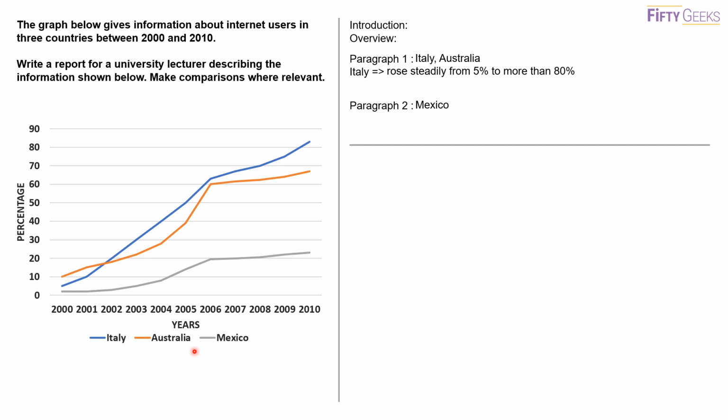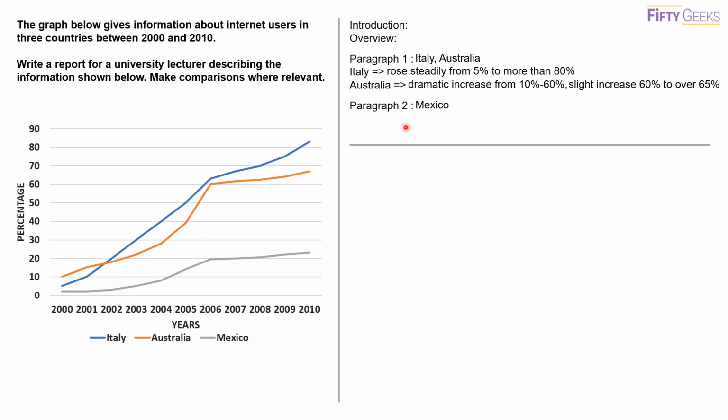Here the percentage of people increased at a very fast rate until 2006, and since then it is still increasing but at a slower rate. I will write, in Australia, the percentage dramatically increased from 10% to 60% until 2006. And then there was a slight increase from 60% to over 65% from 2006 to 2010.